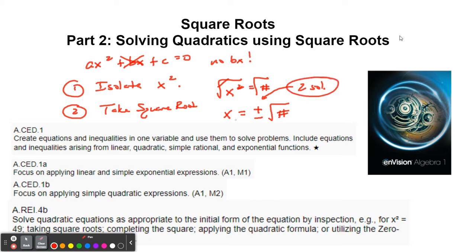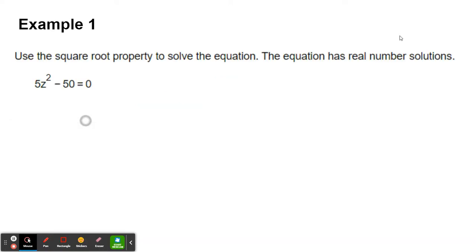So keep that in mind. When you take a square root, you should always put a plus or minus in front of the square root of the number on the other side. All right, so let's solve a couple of problems involving this.